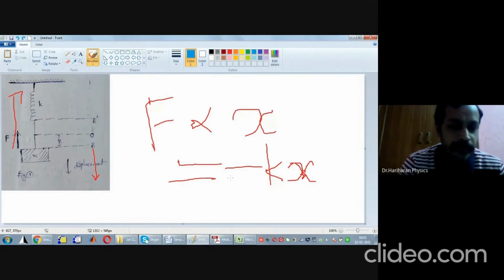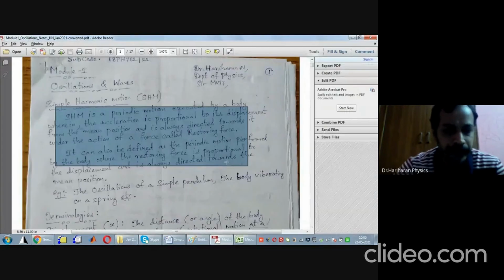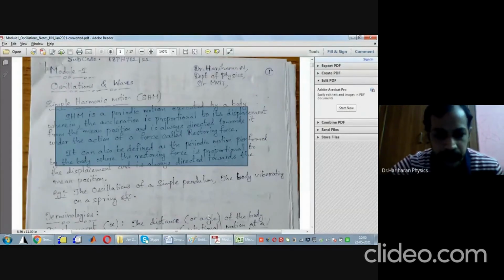Okay, what is Hooke's law? Hooke's law states that within an elastic limit, stress is proportional to strain. Therefore, you see that within some limits, force is proportional to x, or F is equal to minus kx. Is this clear to you all? Is this clear to all students?